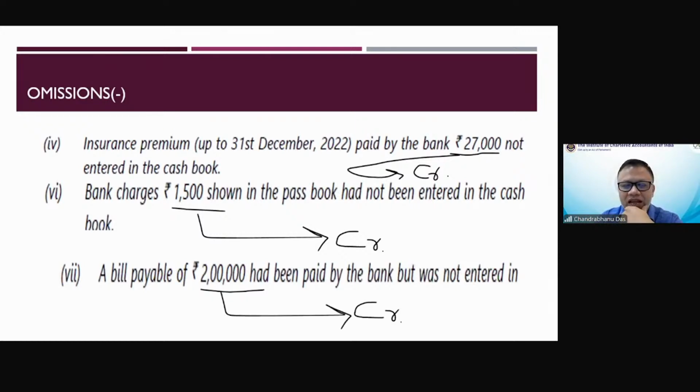Bills payable 2 lakh has been paid by the bank. So bills payable will go to the credit side. Bills receivable will go to the debit side. Bills payable will go to the credit side because bills receivable is like accounts receivable, so it will increase the cash balance. Bills payable is like accounts payable, so there is a chance of decreasing the cash balance.